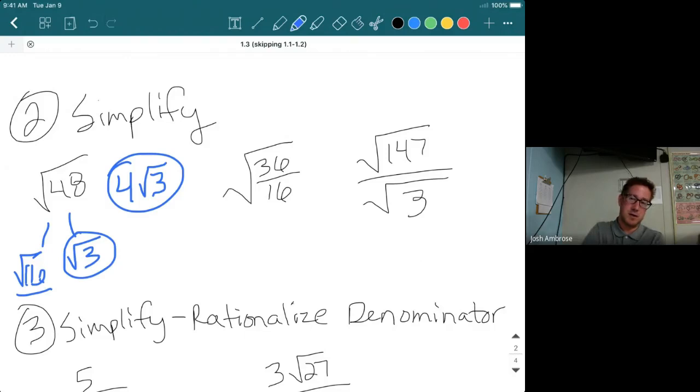So simplifying, you'll notice here we have a whole number, 4, but we still have a radical, and that's radical 3. All right. That's what it looks like to simplify a radical. All right. Let's move on to the second one here.